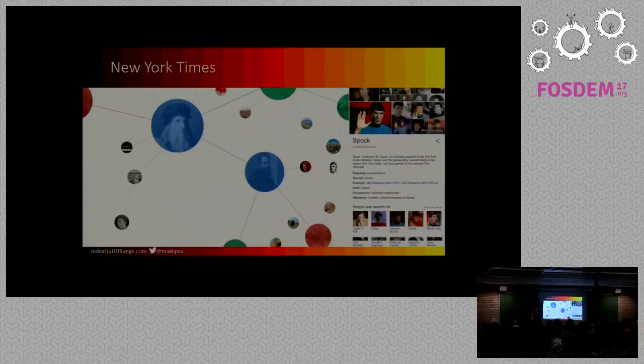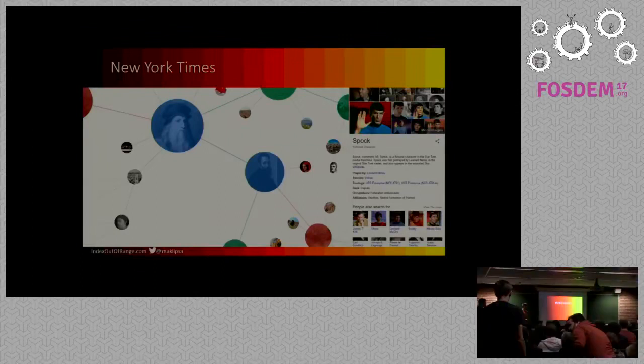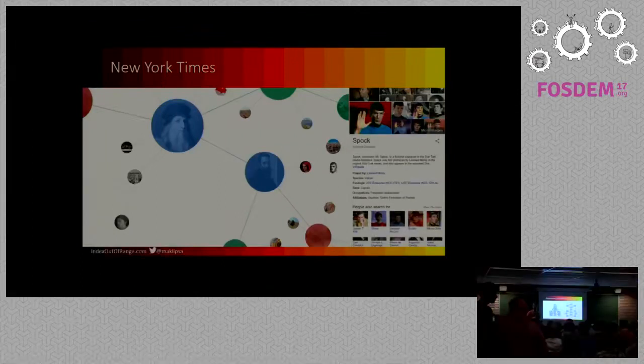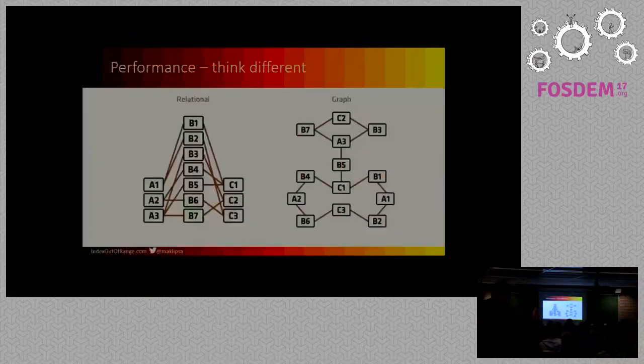is a link. So with graph databases, when you are adding knowledge, this knowledge influences your database. You don't have to think ahead about your structure, your tables, relationships, because if you do, you won't have Spock. Next, performance.